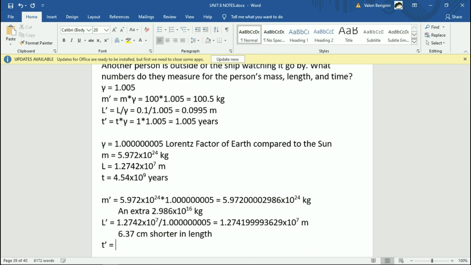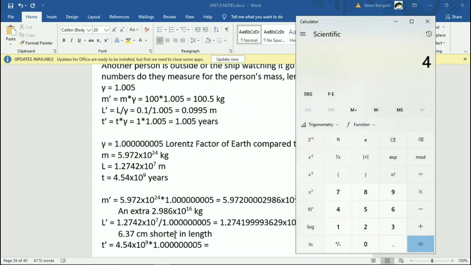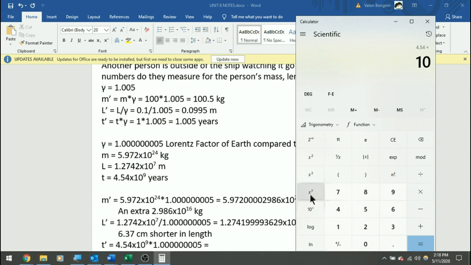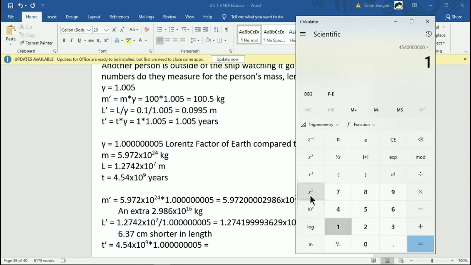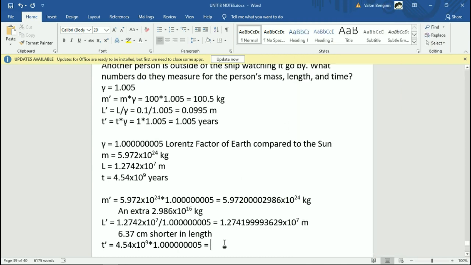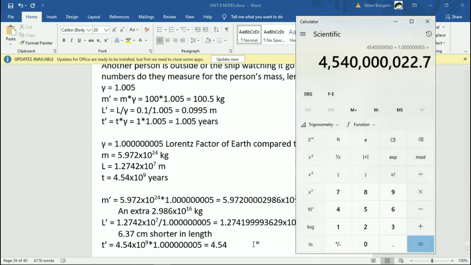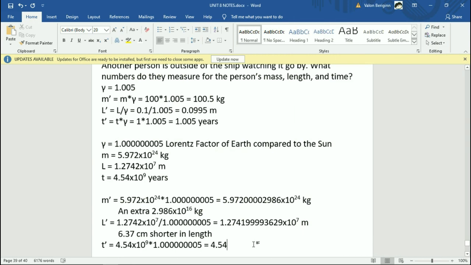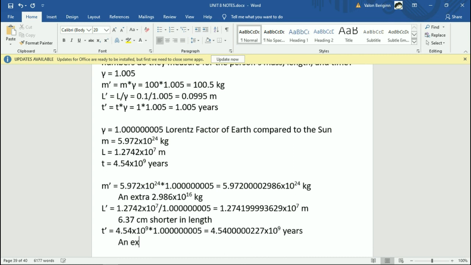And then time: 4.54 times 10 to the 9 times 1.1234567... okay, so that is a little more manageable. That's 5 zeros. So it's an extra 22.7 years old.